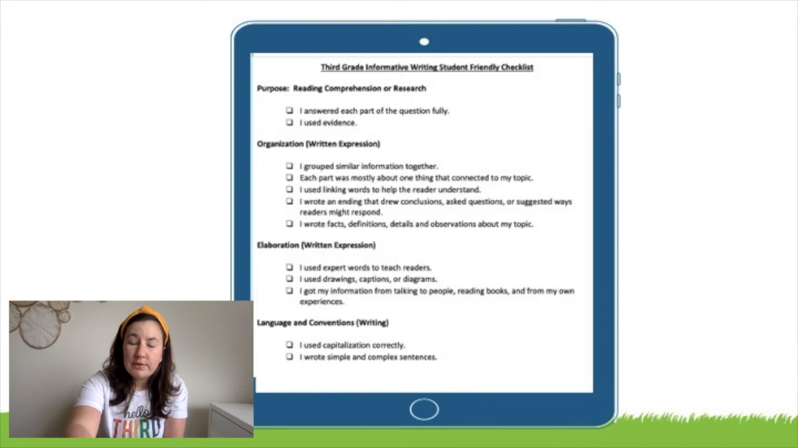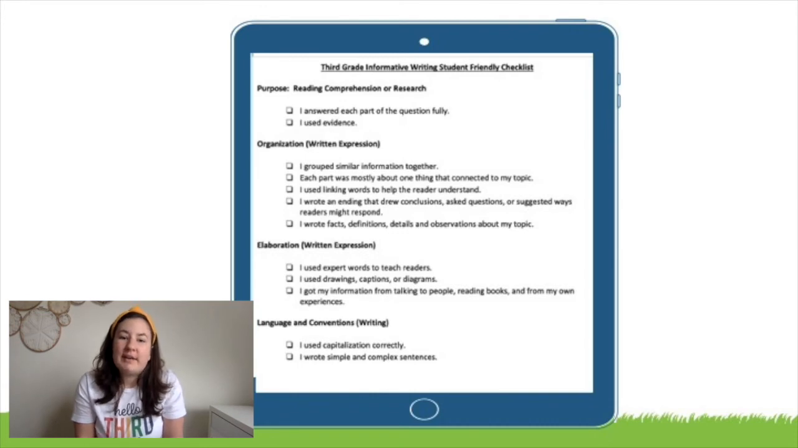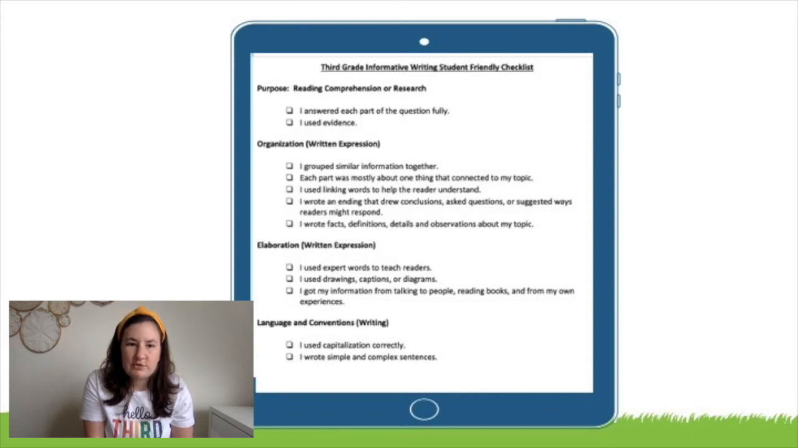A handy tool that you can use while you're writing as well as after you're writing is the 3rd grade informative writing student-friendly checklist. I'm going to go ahead and read through this checklist with you so that you can use it while you're writing as well as to check your work. So when you're doing the work today, you want to make sure the purpose is there. So why exactly are you answering this question? You want to think through, did you answer all parts of the question fully? And did you use evidence to support your ideas?